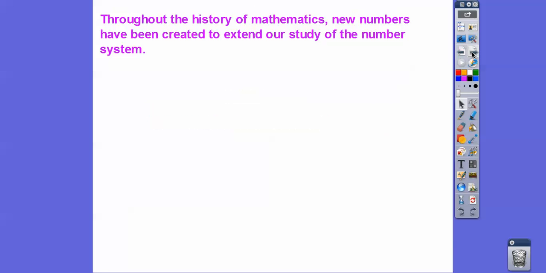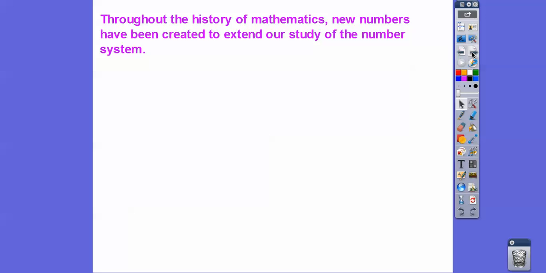Okay, let's get started with this. In the history of math, if you see any purple writing, and you're in my class, don't worry about writing the purple stuff down. But the black and the blue text, I want you to write down. Anyways, in the history of math, they've always created new numbers.